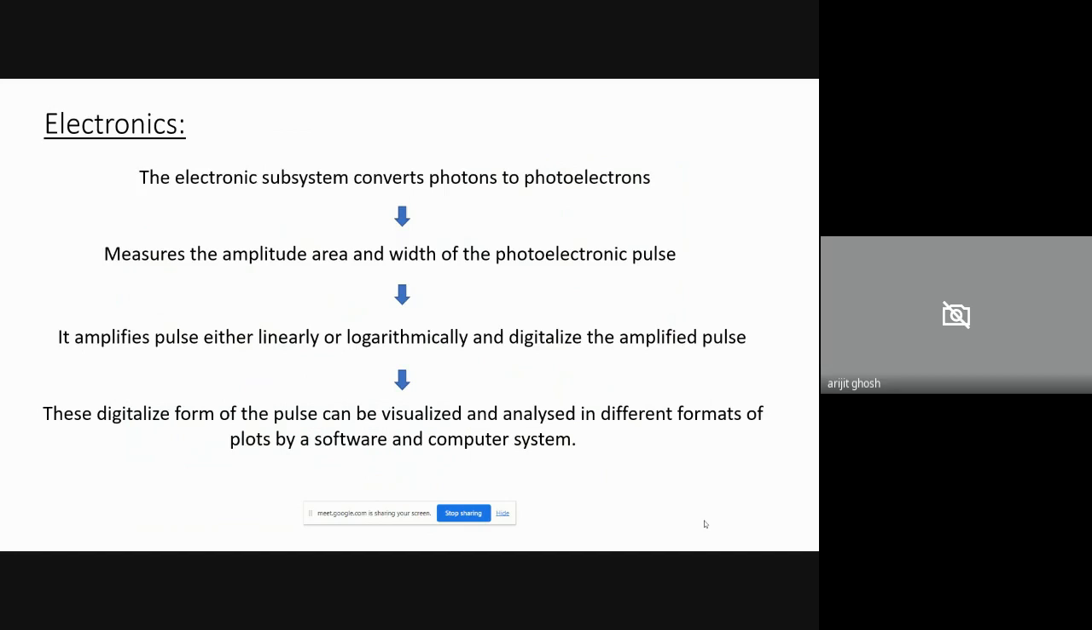So the electronic system which is inside the machine converts the photons to photoelectrons, from the emitted signal. Then it measures the amplitude, area, and width of the photoelectronic pulse. Now the photomultiplier tube detectors amplify the pulse either linearly or logarithmically and digitalize the amplified pulse. And finally, the digitalized form of the pulse can be visualized and analyzed in different formats of plots by software and a computer system.